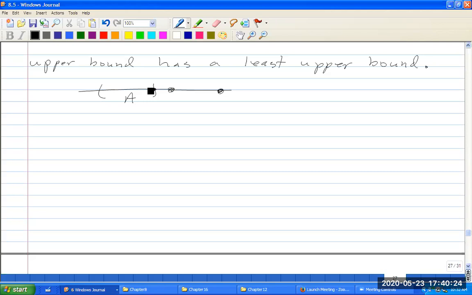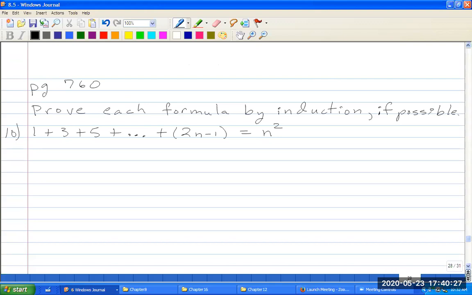Let's do some examples. On page 760, prove each formula by induction if possible. Problem number 10. 1 plus 3 plus 5 plus ... 2n minus 1 is n squared. So let's try to prove this. So first, let's do the initial case.